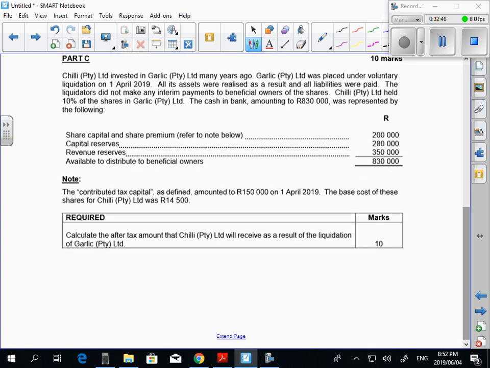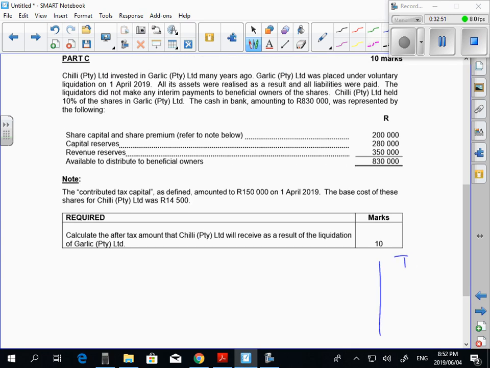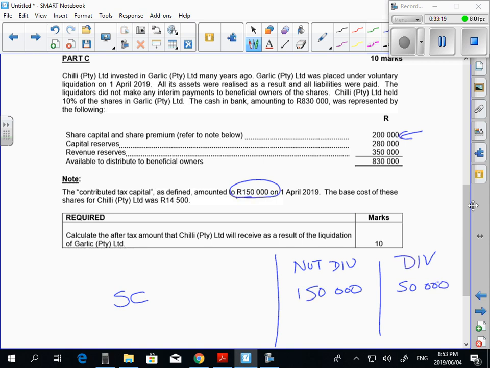So what you're going to need to do, guys, is inside this question, because they've given you the table after the liquidation, you're going to have a dividend column and a not-a-dividend column. Share capital, it says refer to stuff below. It says the contributed tax capital as defined amounted to 150,000. So guys, if you're looking at share capital and it's 200, what have they told you is contributed tax capital? 150. Therefore, 50 must be dividend.